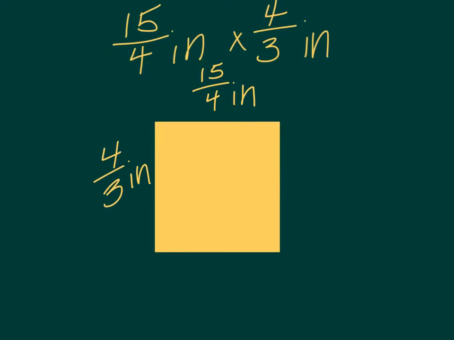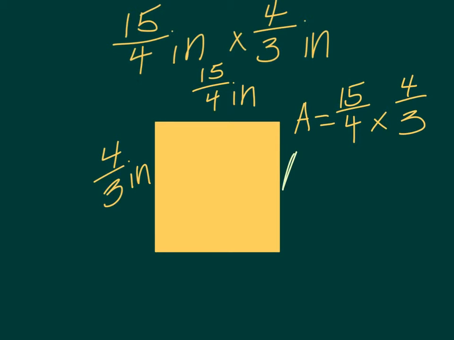Some of you might split up the 15/4 into 3 1/2 and split up the 3 1/2. However, in this situation, it might be easier just to multiply 15/4 times 4/3. You could either multiply the numerators across, which we've been working on, and then multiply the denominators and then simplify the numerator and the denominator. Or you could use cross multiplication.